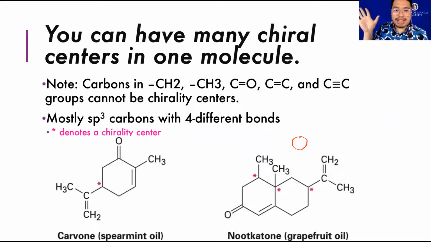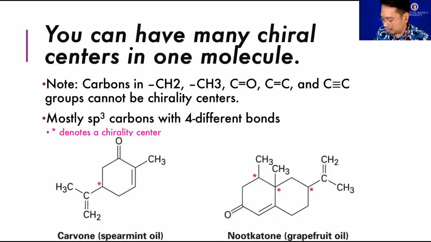Now, here's the thing though. Humans, we have a right hand, a left hand, and you even have your feet. So the same thing with molecules. Molecules can have several chiral centers each. And so one of your tasks also as a chemist or as a scientist analyzing structures is to come up with the exhaustive list of where all the chiral centers of a molecule are.